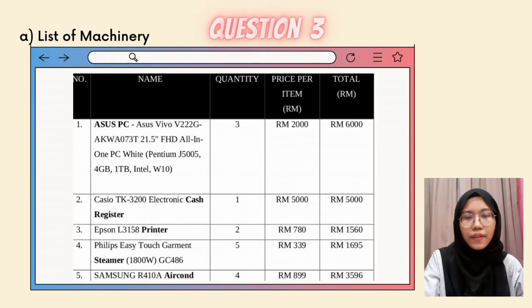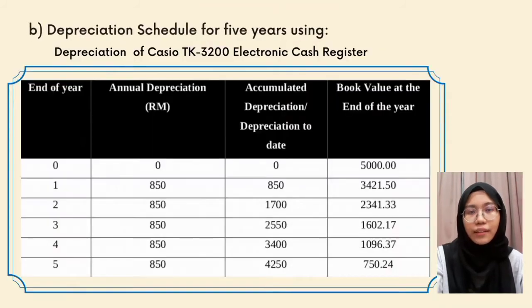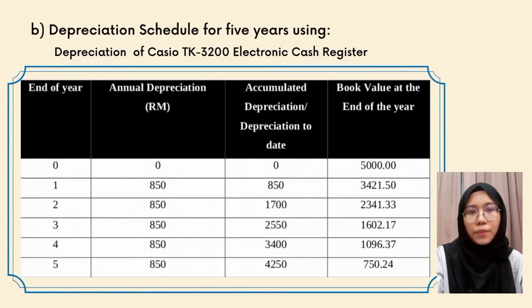I will continue this presentation for question 3. Question 3A is about the list of machinery that we use for our business. From the table, there are 5 machinery that we bought, the quantity of each machinery, price per item, and the total price. The table of question 3B is about the depreciation schedule of the Casio electronic cash register for 5 years of use.